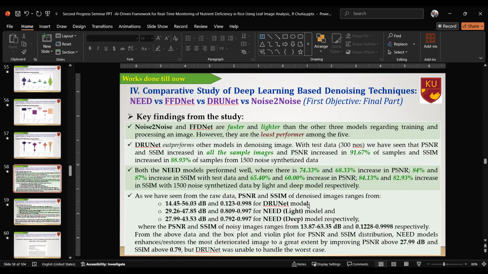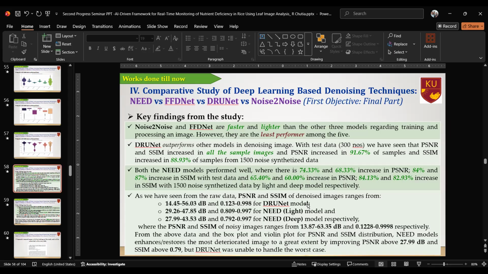With test data of 300 images, we have seen that PSNR and SSIM increase in all the sample images, and PSNR increases in 91.67% of samples and SSIM increases in 88.93% of samples from 1500 noise synthesized data. Both the NeED models perform well, where there is 74.33% and 68.33% increase in PSNR, and 84% and 87% increase in SSIM with test data, and 65.4% and 60% increase in PSNR, and 84.313% and 82.93% increase in SSIM with 1500 noise synthesized data by the light and deep models respectively.